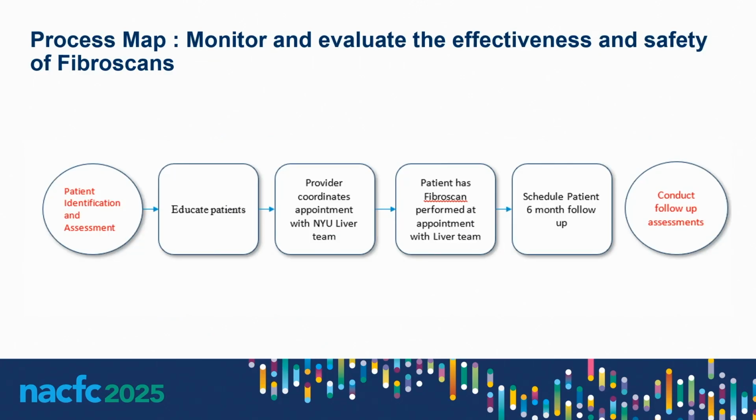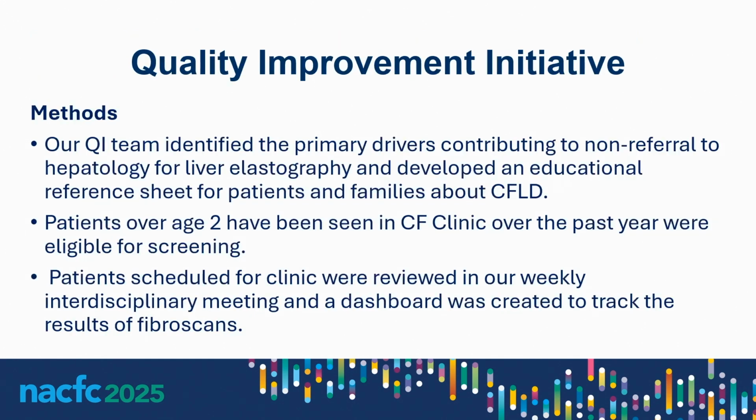So to start the project, we developed a process map to monitor and evaluate the effectiveness and the safety of the FibroScans. We identified the patient and did an assessment. We educated the patients and their families. The provider coordinates the appointment with the NYU liver team, and we're lucky to have a liver team right in our office down the hall. The patient has a FibroScan performed at the appointment with the liver team, so they'd come see us in the office and then have an appointment with the liver team. Then we'd send the patient for a 6-month follow-up and conduct follow-up assessments yearly thereafter if there are no problems.